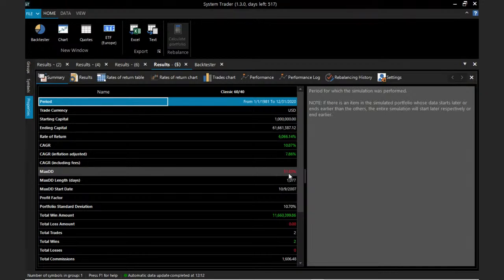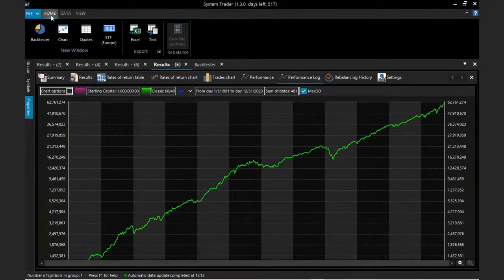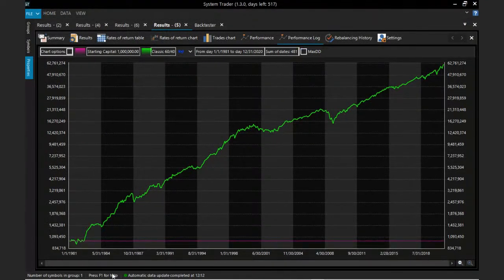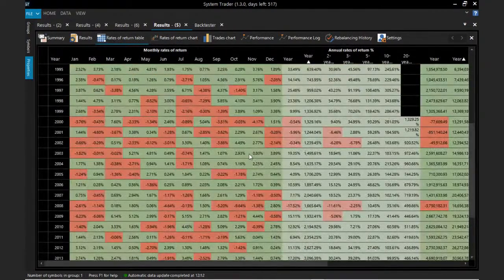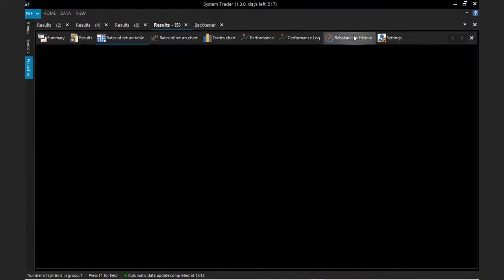So you could say not a bad thing, but the thing is that, of course, you can go into the details here and you can see more of how it worked really over the long term and how the equity line looks. You can check even month by month how your portfolio was working. Of course, these green fields mean that it was a positive month, whereas the red ones mean that the return was negative. You can see how year per year it was performing, and you can also see the rebalancing history.